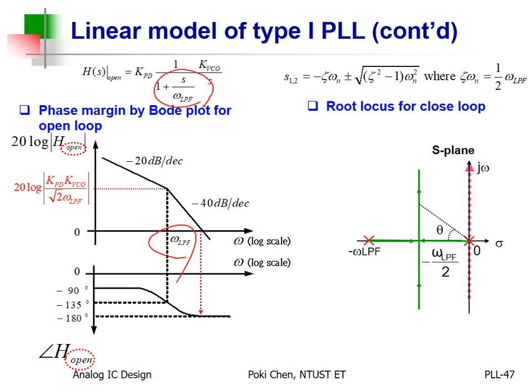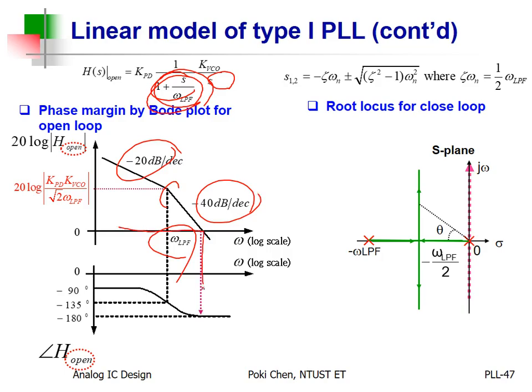The power is here, right? We have one power. The first pole is at zero. The second pole actually is the bandwidth of your low-pass filter here. So after passing the first pole and the second pole, you get minus 40. That's it. Okay? So what is the phase margin?